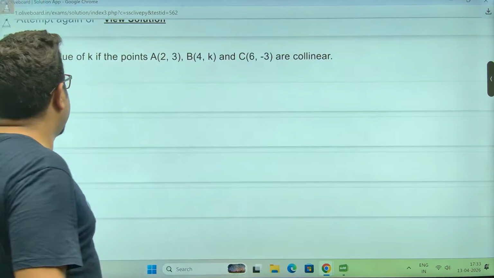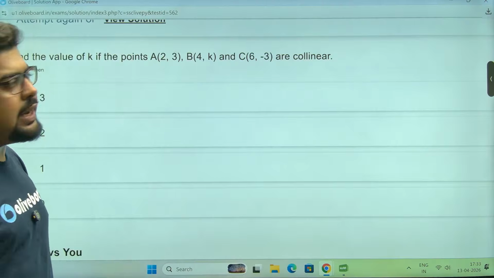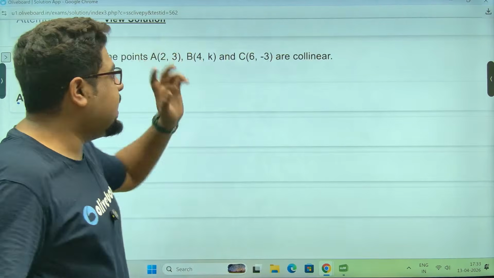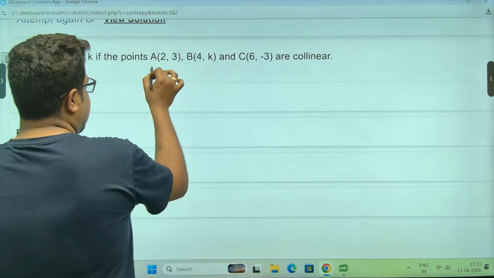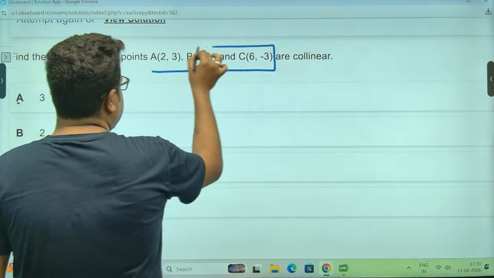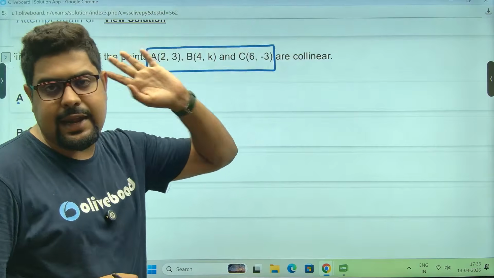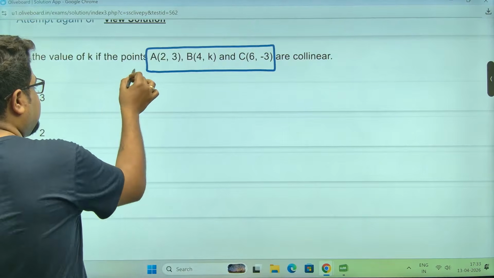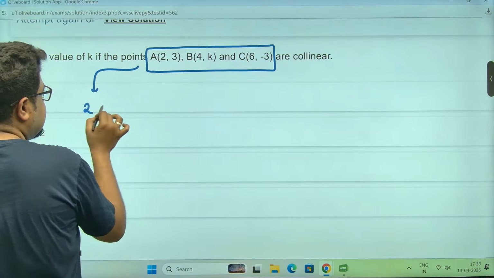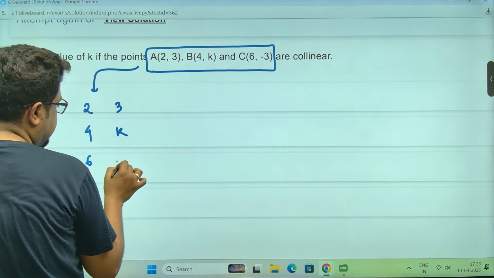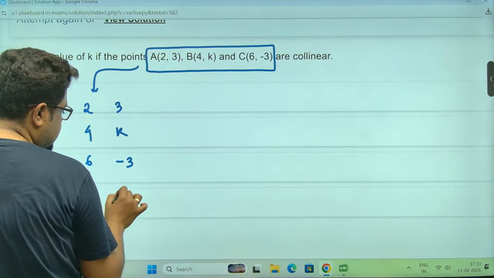Value of k, if they are collinear. Collinearity you can check either by slope or by area. Let's do it by area. Collinear means the triangle formed using these three points will have nil area. So how do we find the area of a triangle? Write it down.